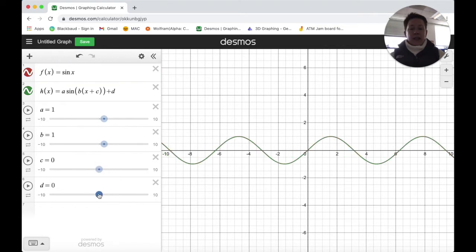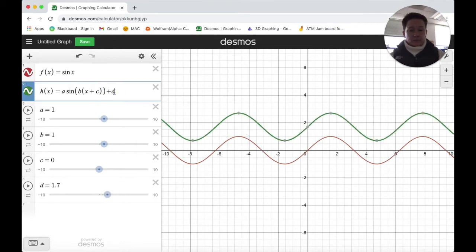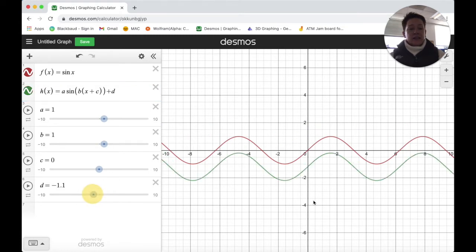Finally, let's look at what D does to the graph. So if I raise D, D is on the outside, so we know it's going to be a vertical transformation. And so adding on the outside shifts our graph up. And then if we subtract, so if D is negative, we're subtracting, and it's going to shift our graph down.